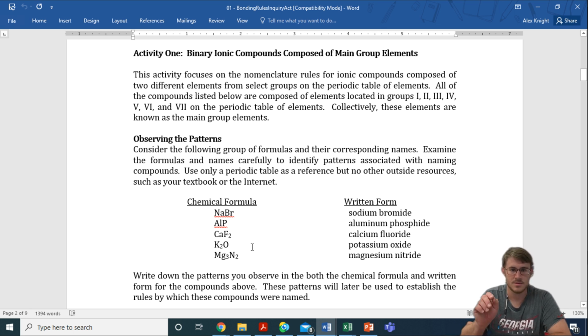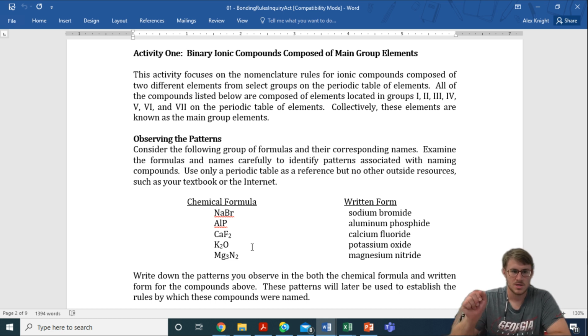K brings a 1. O brings a 2. Crisscross or swap. And you say K2O1. You see that? Magnesium's even easier.